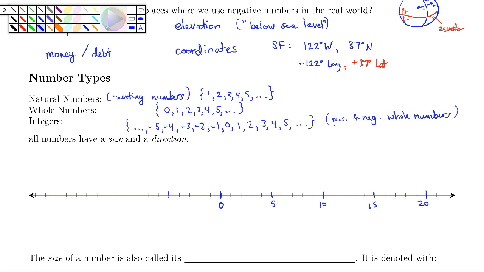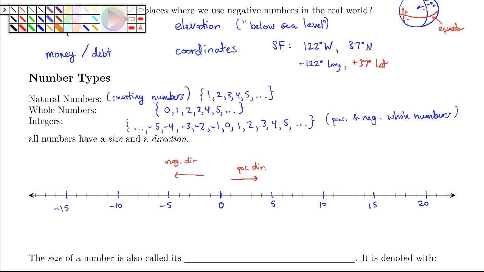Just to get my bearing here. Okay, so this would be the positive direction going to the right and the negative direction going to the left.